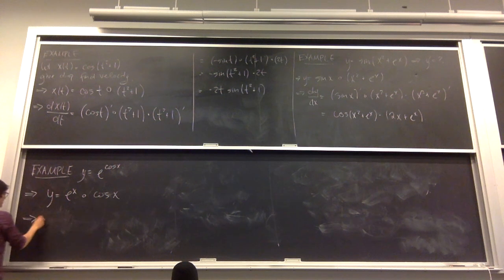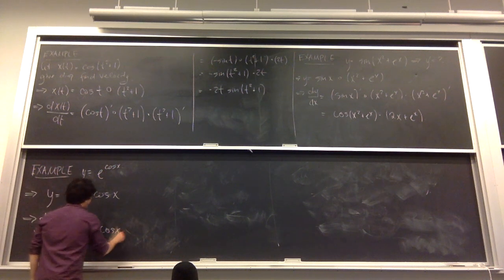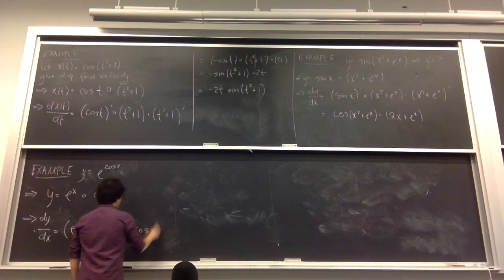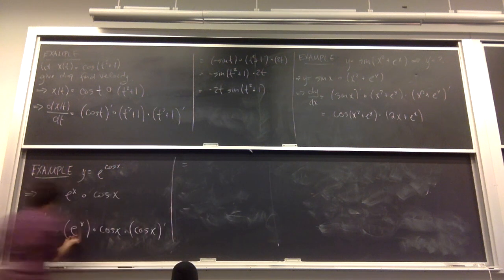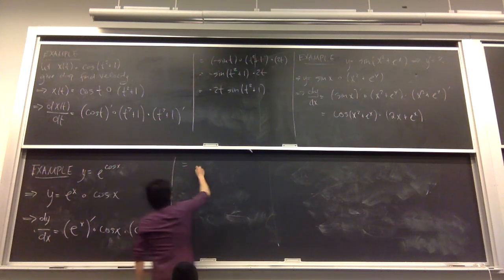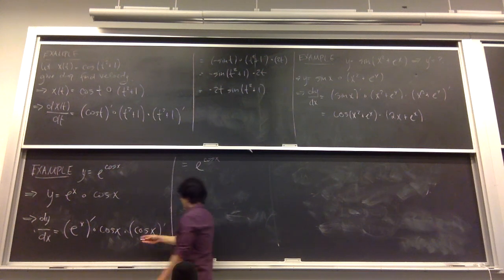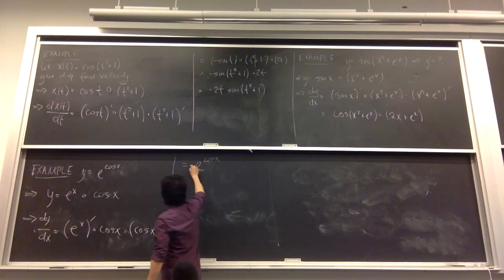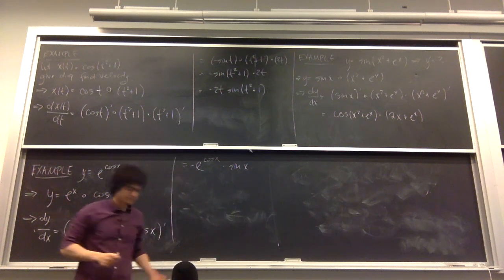So this means that the derivative of y with respect to x is going to be the derivative of e to the x composed with cos of x, times the derivative of cos of x. So let's finish this. Again, I'm going to start combining things. The derivative of e to the x is e to the x. If I evaluate that at cos x, you get e to the cos of x. And then what's the derivative of cos of x? That's minus sine of x.